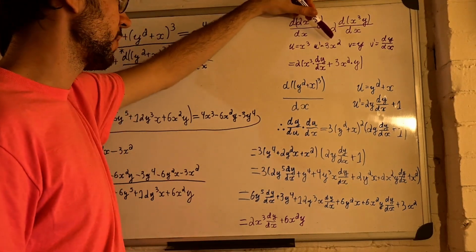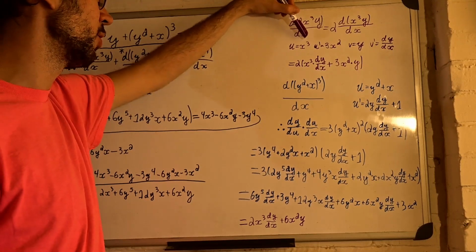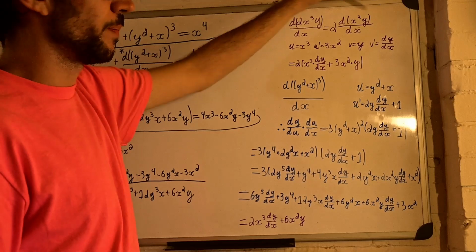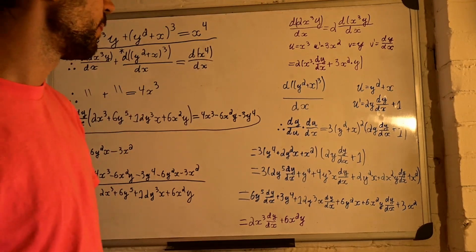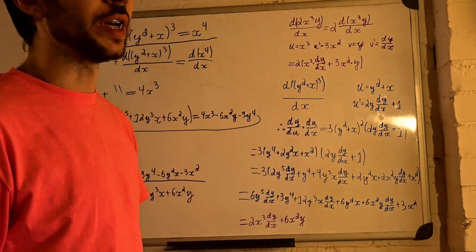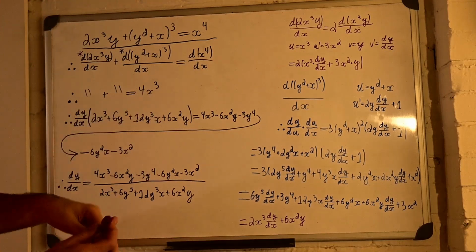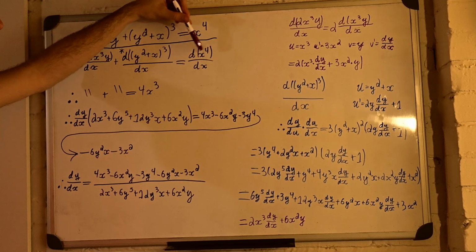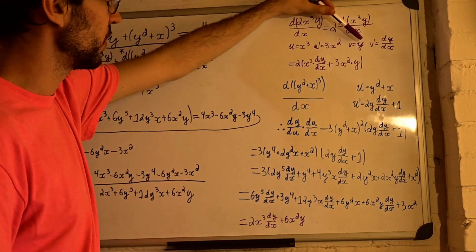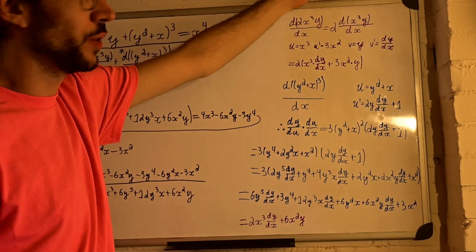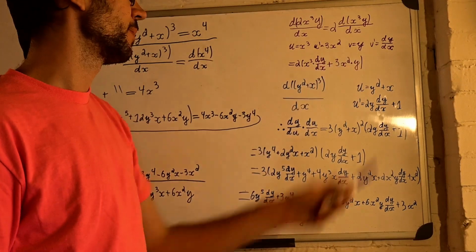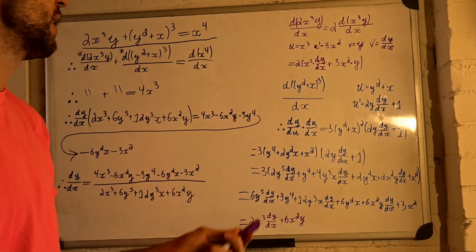So u prime is 3x squared, right? That's just the power rule: the derivative of x cubed is 3x squared. V prime is dy over dx. The reason why is because you're finding the derivative of y. So earlier, for example, when we took x to the fourth, we found the derivative of it and put d(x^4) over dx. Well, if you're finding the derivative of y, you're just going to get dy over dx, right? You put that in. The derivative of y is dy over dx. So that's what we have.